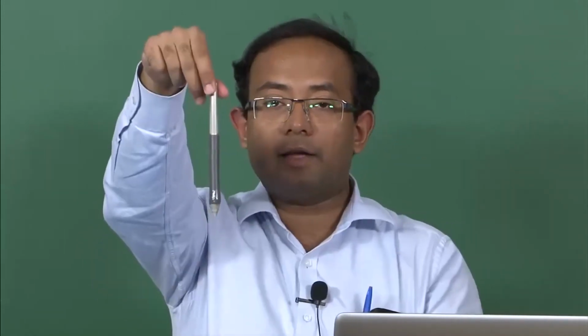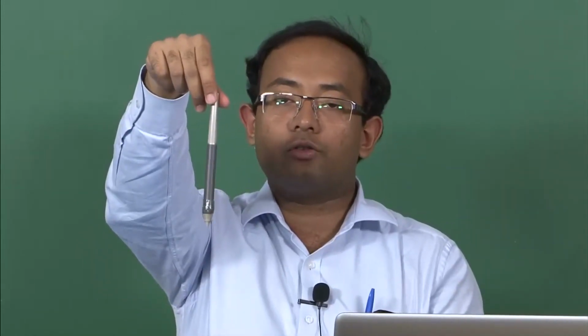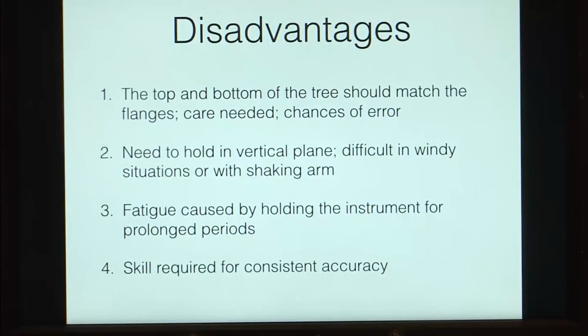So, when you are keeping it like this for prolonged durations of time, your hands will start aching, and also you need to have considerable amount of skill to have a consistent accuracy. So, these are the disadvantages of using a hypsometer. So, in this class we looked at the methods of similar triangles, we looked at the methods of finding out the height of a tree using shadows, using a pole, and using a hypsometer.